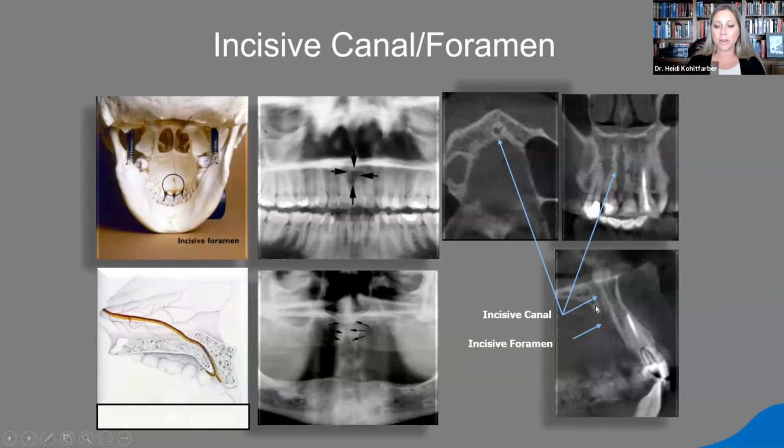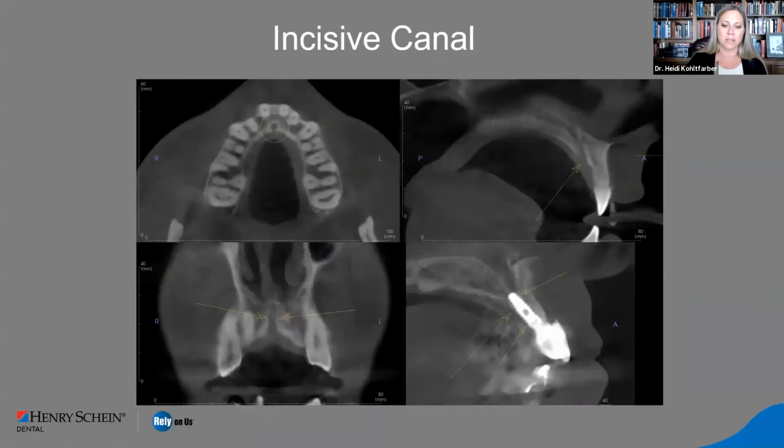But if not, if we have nice, straight, intact cortical borders, we know this is just an anatomical variant, nothing really to worry about. But of course, again, we do want to avoid putting the implant right within the incisive canal. And so here's a patient that came in with a complaint of numbness in the region of the upper lip. And of course, we can see exactly what happened. That implant was placed right within the incisive canal.